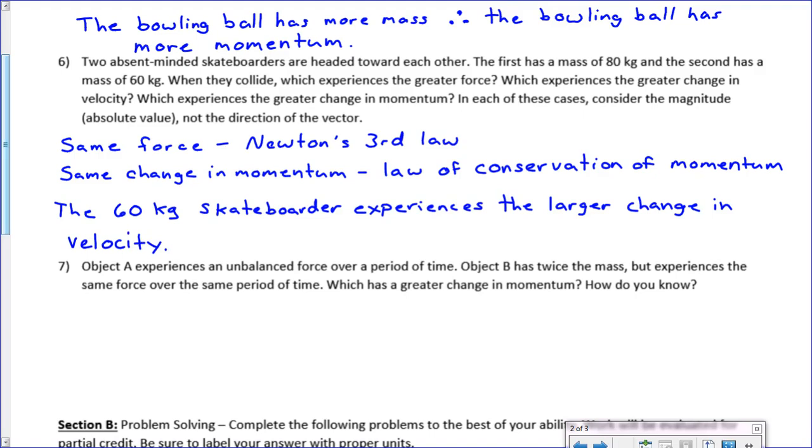If you've got a change in momentum and it's the same as the change in momentum of something that's larger, the smaller object is always going to be more impacted by that change in momentum. I made in class the analogy of a semi-trailer and a mosquito hitting each other and which one it affects more, and it's always going to affect the smaller one more. So they have the same change in momentum, but it affects the 60 kilogram skater more because he has less mass.